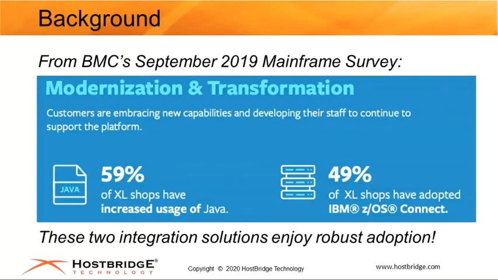Let me start with some background information and focus on some of the things that are going on. BMC periodically does a really nice mainframe survey of the market, and they did one in September. There were a couple of questions about modernization and transformation. I wish I could have contributed a few questions, but nonetheless, we could see some trend lines there. A majority now have some increased use of Java on the platform. So in other words, we're seeing signs of new design patterns, new languages, new life on the platform.